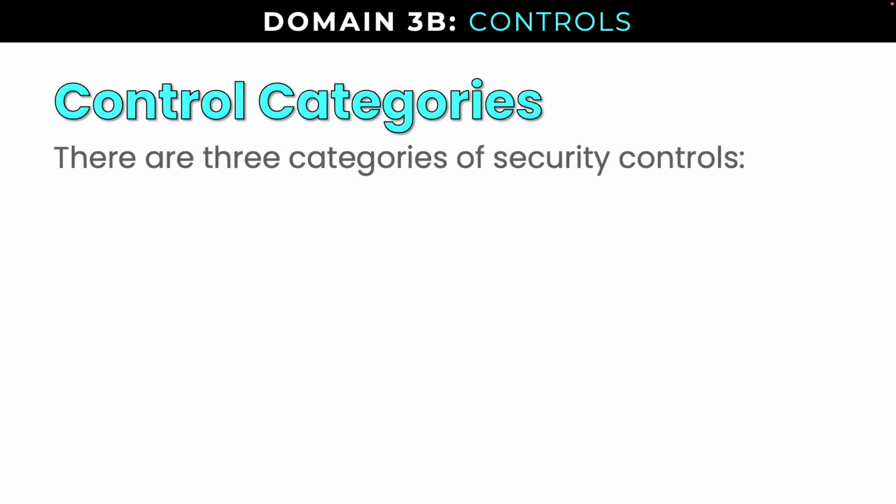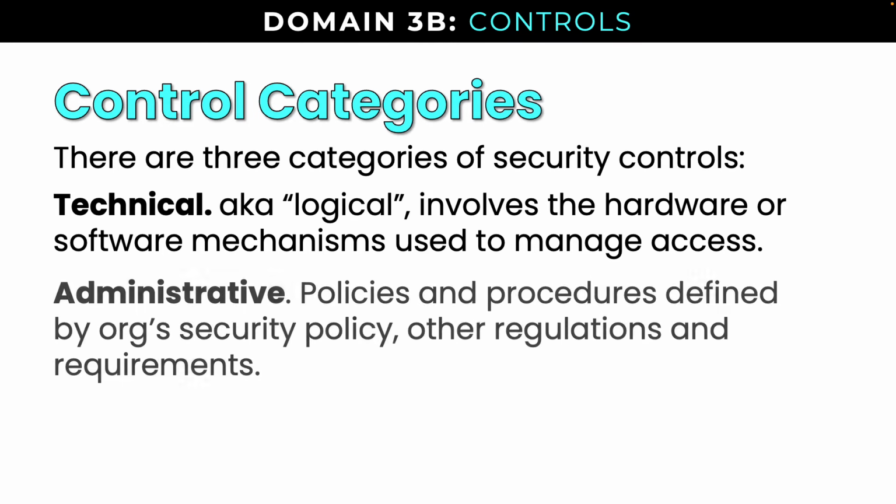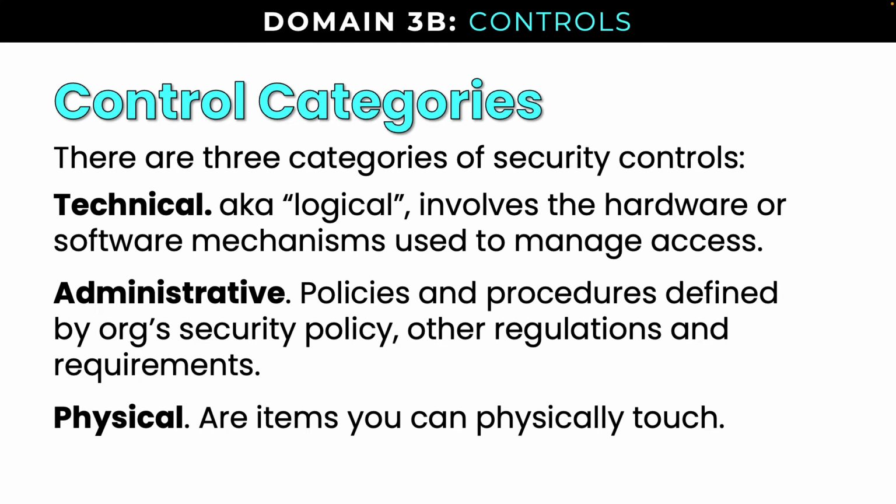So there are 3 control categories you should be familiar with. The technical controls, sometimes called logical controls. This is the technology, the hardware and software mechanisms used to manage access and to secure our assets. Administrative controls, the policies and procedures defined by the organization's security policy and other regulations and requirements. And then physical controls. These are items you can physically touch. So controls that protect us in the physical world.